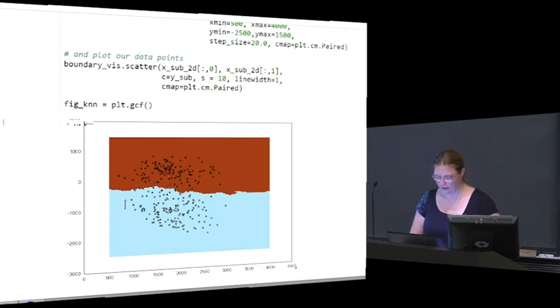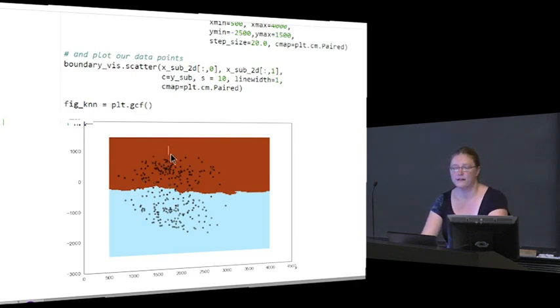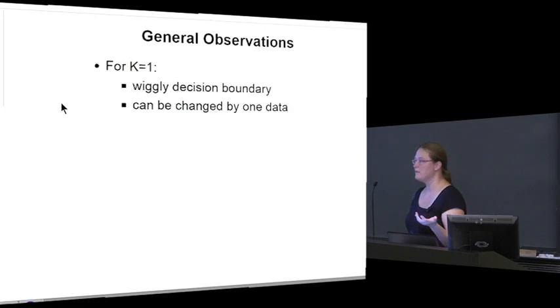So let me just get that back, because I need it later, right? So with K1, much more wiggly. But also we said, right, a new data point can change my whole decision boundary. This does not happen with K equals 20, or it's very unlikely to happen. So general observations, if K equals 1, this actually is so popular that it has its own name. It's called only nearest neighbor classification. So we're only looking at the closest data point. I get this very wiggly decision boundary, which can be changed by just 1 data point.